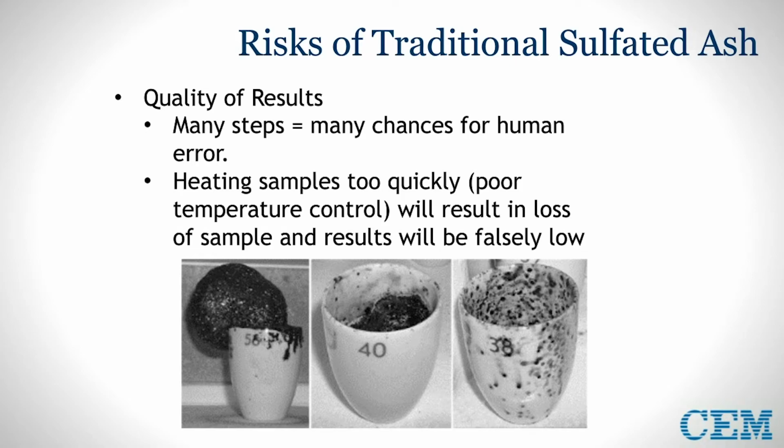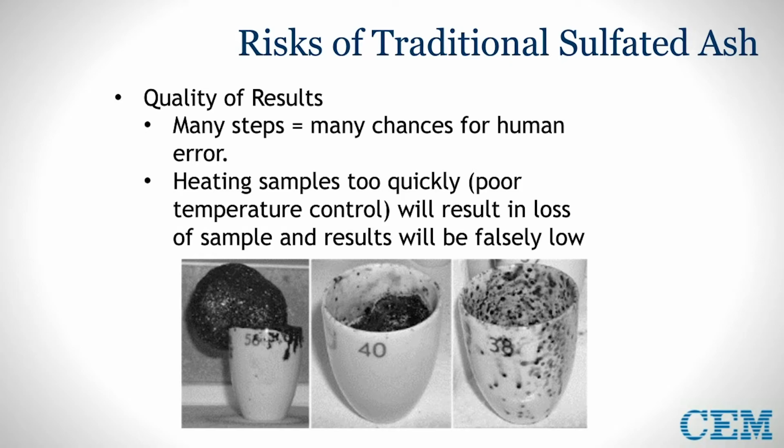So a couple ways to avoid this is to slowly ramp up to temperature, make sure you have good temperature control and you're not heating that sample too quickly, and also make sure that you have the right crucible size. It's important to have a crucible that's large enough to contain that sample because some samples do foam up, and that's the nature of how they react to being placed in the furnace. So understanding your samples, understanding your setup is very important to safe and successful sulfated ashing.